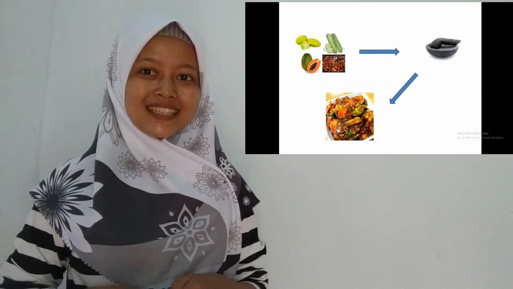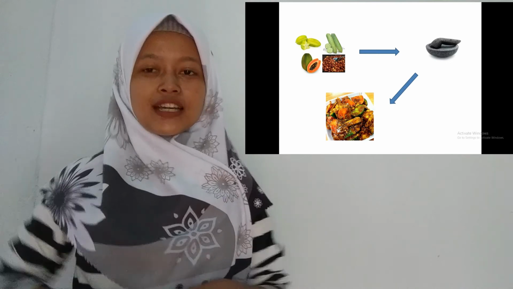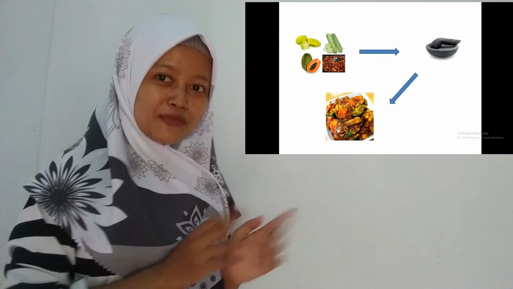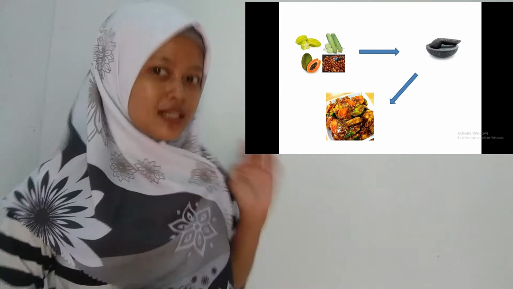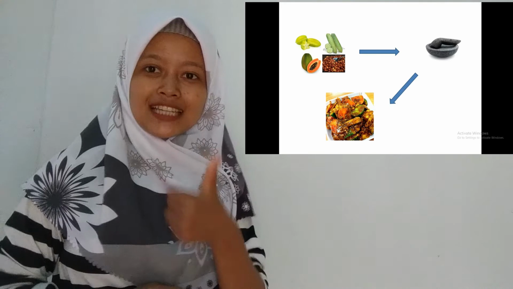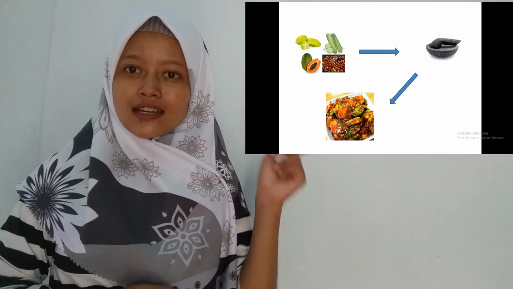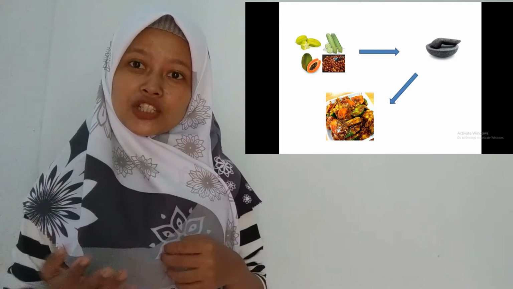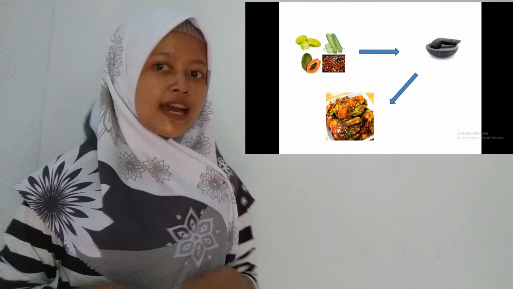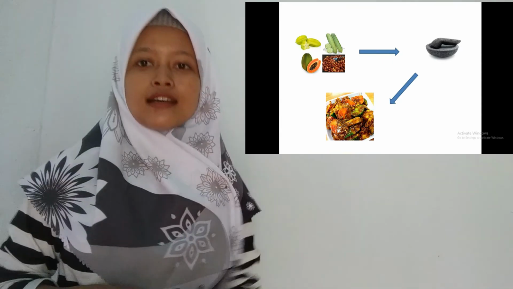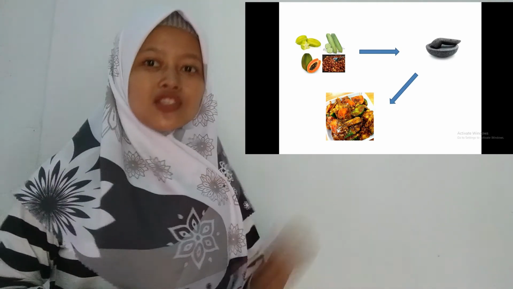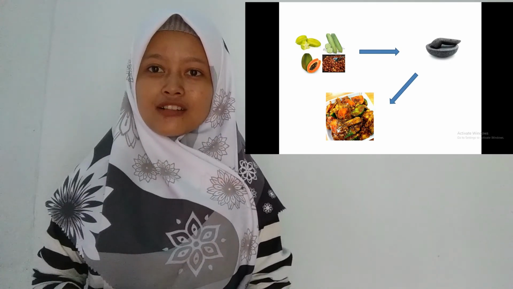But I'll show you the steps. So, can you get what these pictures mean? Yes, these are the steps of making rujak. What is the first step? Good. It is preparing the ingredients. You can mention the ingredients if you know. And then the next, it is mixing the ingredients. Good. And the last is serve it. It is very simple.